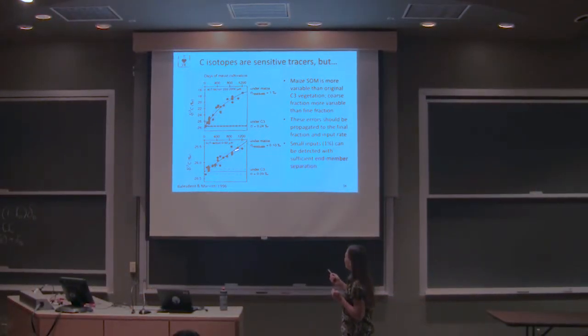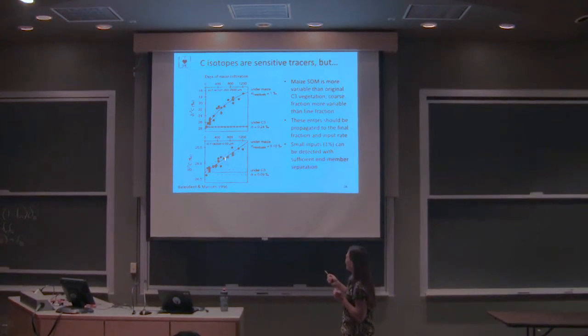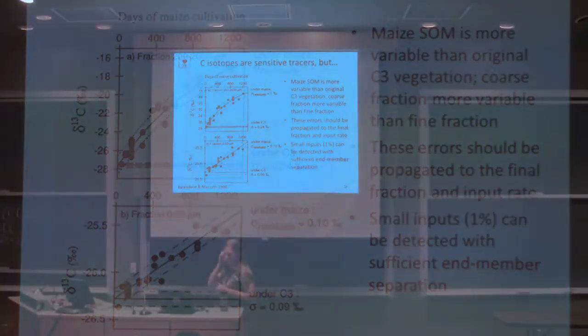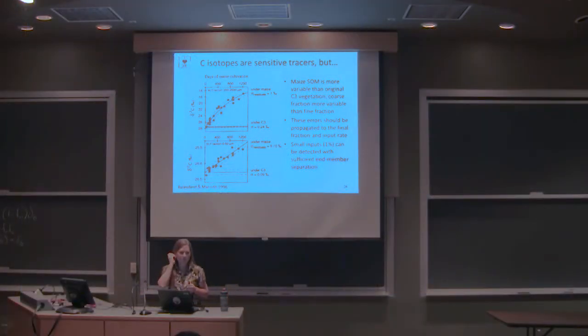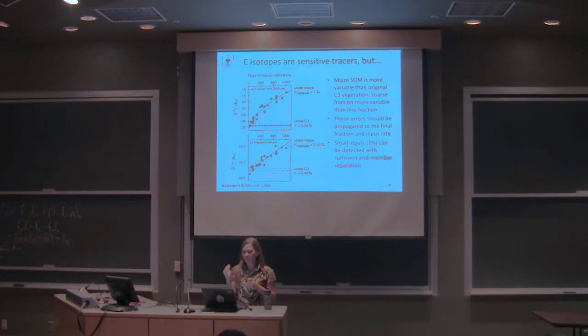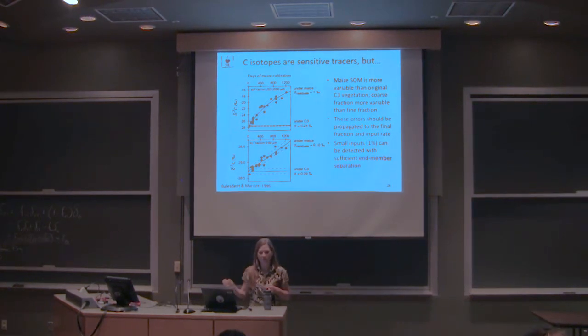In the fine fraction, even though it looks sort of like there's more variability than here, look at the scale, right? It's actually quite a lot less. And this amount of variability is similar in the C3 and the C4 components, right? So this is a visual illustration that should help you recognize the importance of error propagation, and also hopefully reinforces the point that if we have sufficient end-member separation isotopically, we can detect very, very small inputs or changes in our pool sizes.